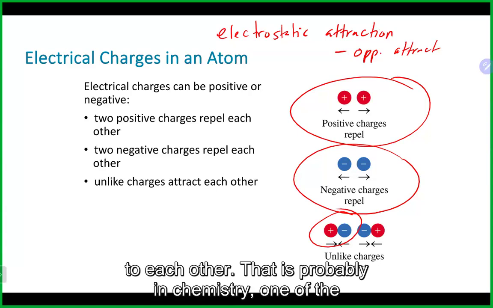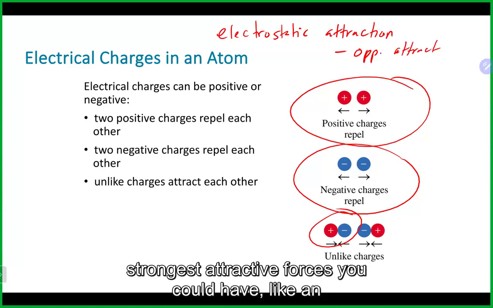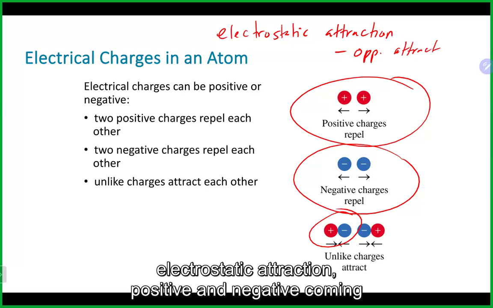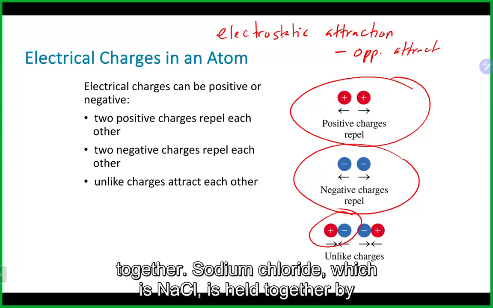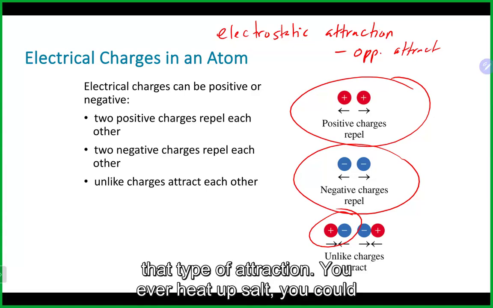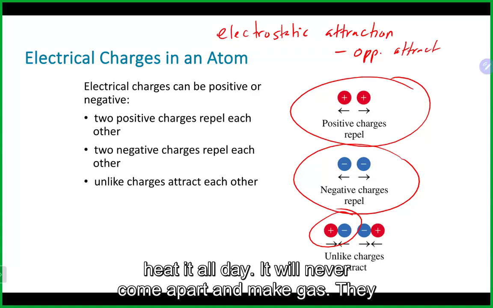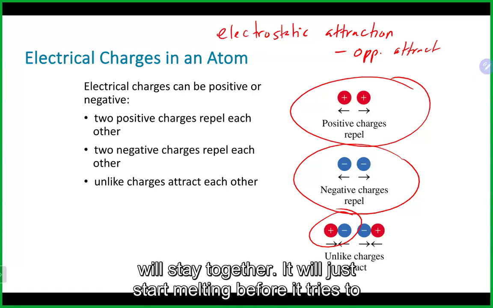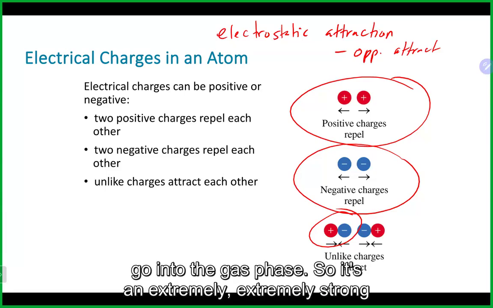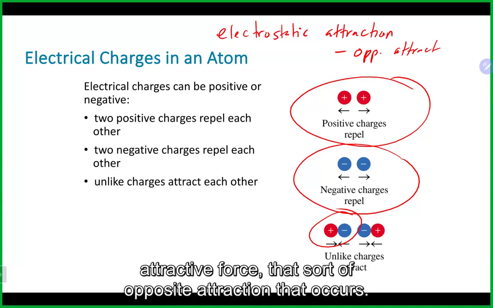That is probably in chemistry one of the strongest attractive forces you could have, an electrostatic attraction, positive and negative coming together. Sodium chloride, which is NaCl, is held together by that type of attraction. You ever heat up salt, you could heat it all day. It will never come apart and make gas. They will stay together. It will just start melting before it tries to go into the gas phase. So it's an extremely, extremely strong attractive force, that opposite attraction that occurs.